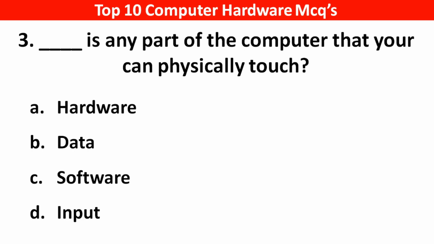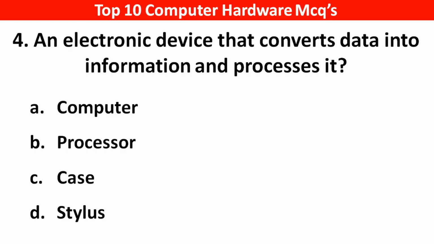Options: A hardware, B data, C softwares, D input. Right answer is option A hardware. Next question, an electronics device that converts data into informations and process it.